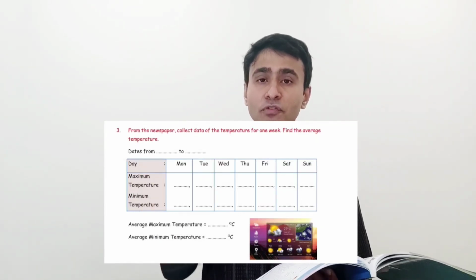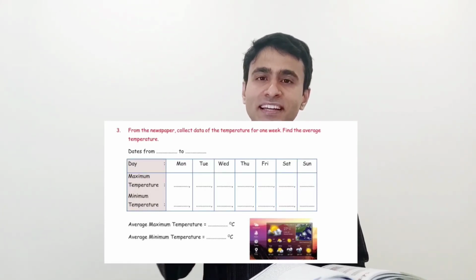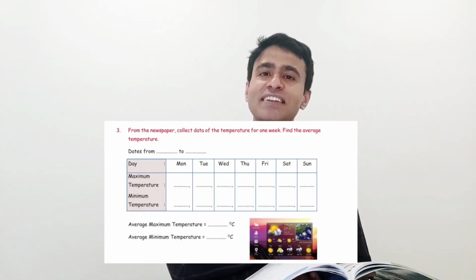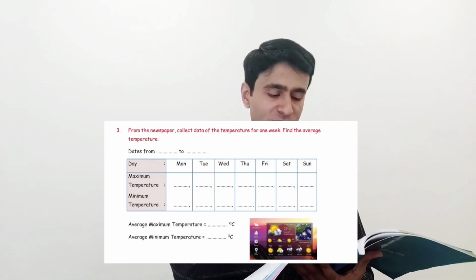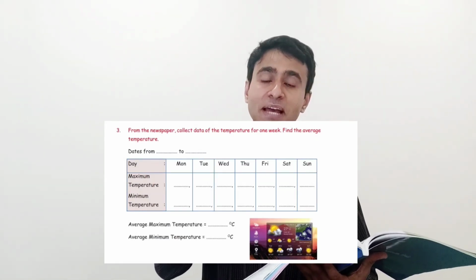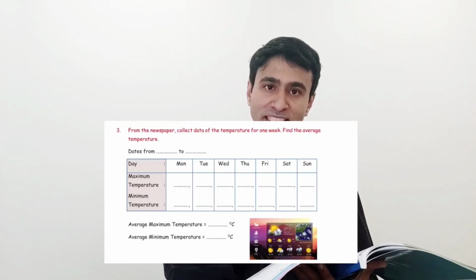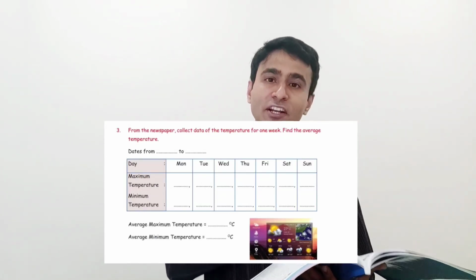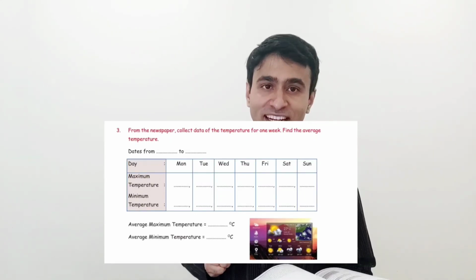There you go. If you find it difficult to do this by yourself, please take the help of your parent. Grab a newspaper and write down the average temperature for a week. You know, dates from dash to dash, and for each day, Monday, Tuesday, Wednesday till Sunday, write down the maximum and minimum temperature. So you're going to have 7 days of maximum and minimum temperature, and then below that find out average minimum temperature and average maximum temperature. You know how to do that. Go ahead and do that, and you will be amazed at how easy it is to calculate average.